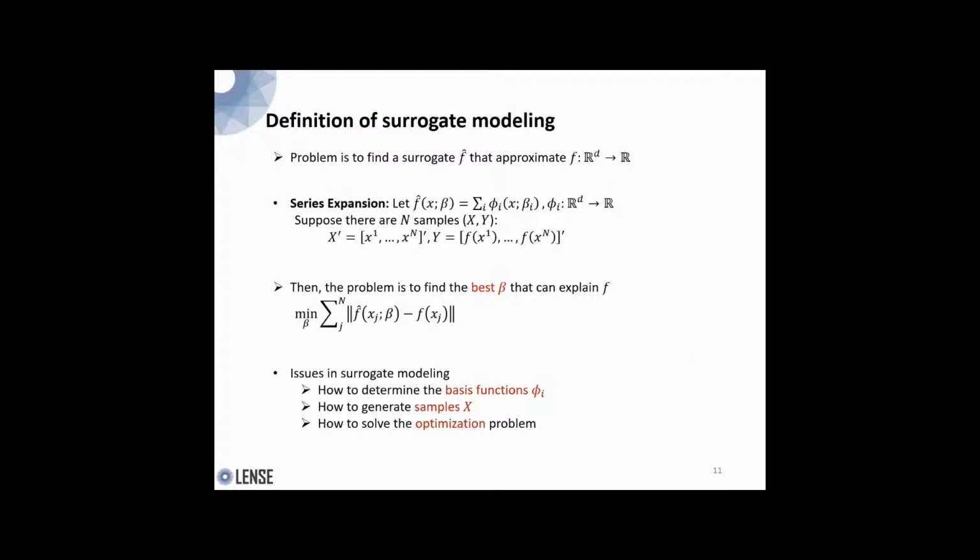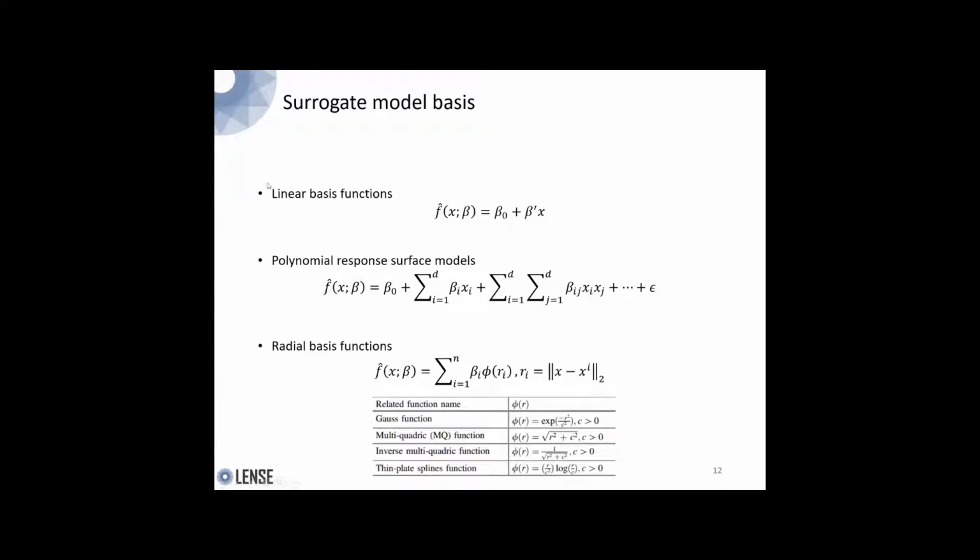Now, what kind of surrogate models are there? The most common kind is the series expansion model. So you have basis functions, and you have essentially a linear sum of these. Your job is to determine what basis functions to use, how to generate samples, and then how to solve the optimization. So you have linear basis functions, which is just a linear model. Then the polynomial response surface model, where you've got zeroth order, first order, second order, and so on.